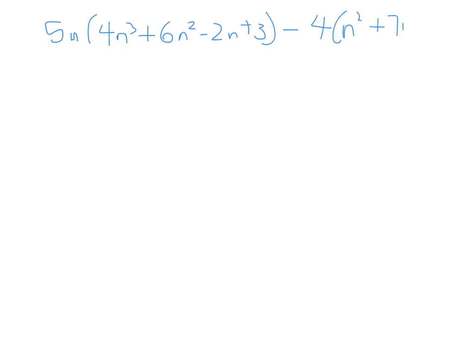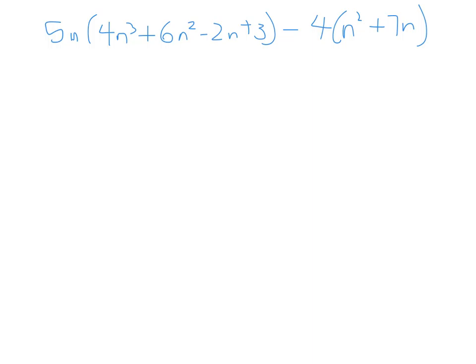Let's do 5n times 4n to the third plus 6n squared minus 2n plus 3, minus 4, then in parentheses, n squared plus 7n. So go ahead and try that problem and then come back on.